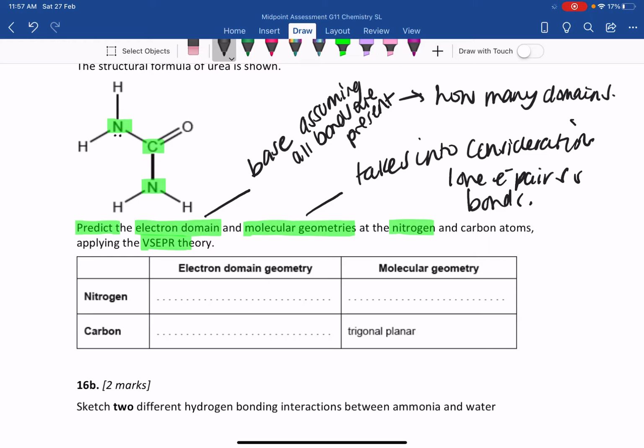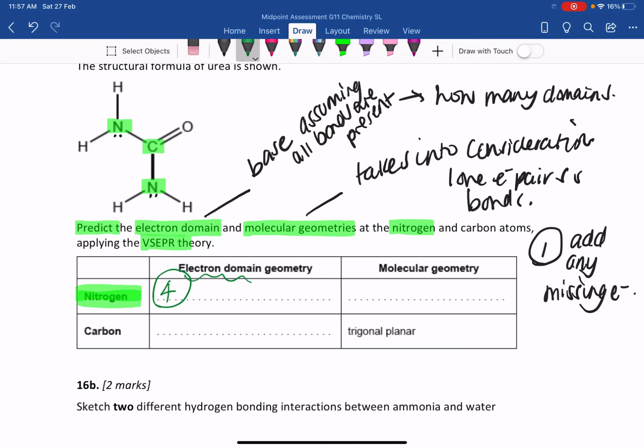The thing that is missing here, and the thing that will confuse you, is the electron pairs. So the first thing that you should always do when you are looking at a question, even if the structure is given to you on VSEPR, is add any missing electrons. Okay, so I've added the ones around the nitrogen and there are none missing around the carbon. So my nitrogen, let's start with that one, has got 4 electron domains. 1, 2, 3, 4. Anything that has 4 electron domains is tetrahedral.